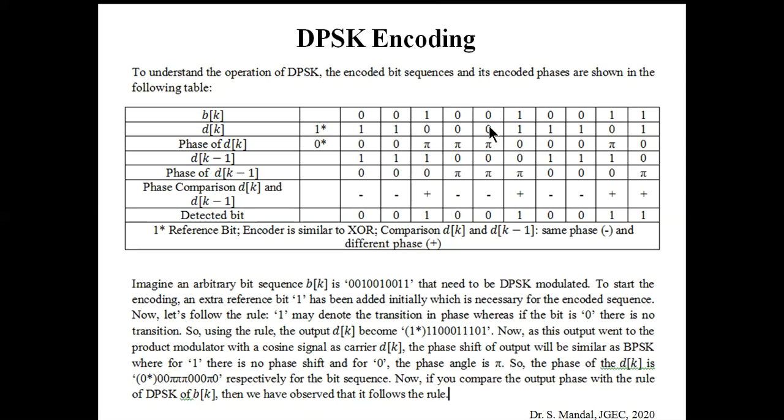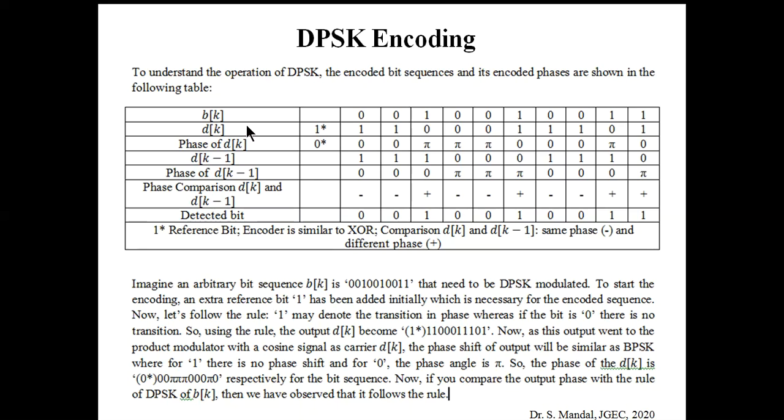Okay, now the input is 1, so 0 will become 1, and again 0, so 1 will be continued; 0, 1 will be continued; 1 means 1 will be converted into 0; 1, 0 will be converted to 1. So ultimately we get the bit sequence 1100011101 like this. Okay, so this one is the corresponding DK.